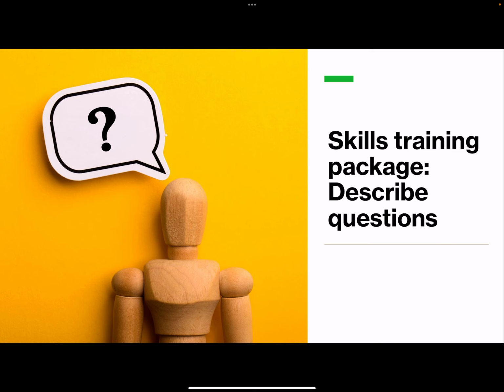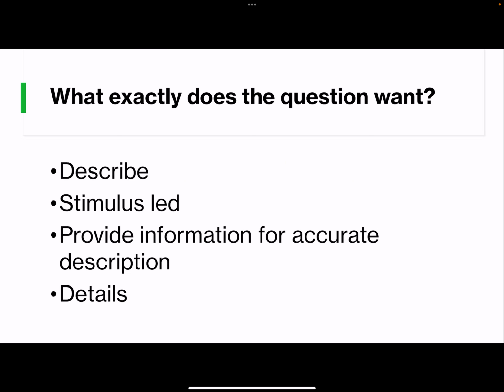Normally, this comes as a stimulus-led question, which means that they will give you a stimulus. The stimulus that is provided will vary in form, but there are common strategies that we can adopt, which some of you are still struggling with in your answering techniques. So this particular package hopes to address that. If you follow through, this will allow you to practice some of these describe questions. So let's begin with thinking about what exactly the question wants when they say describe something.